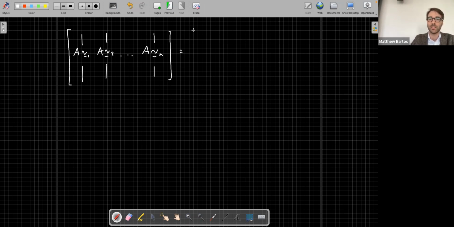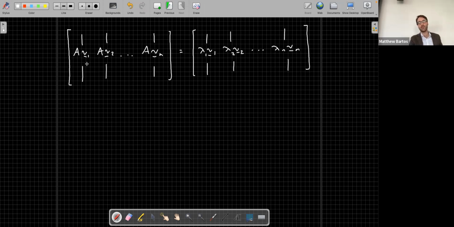And by the definition of the eigenvalue eigenvector pair, we know that each of the columns has to be equal to lambda 1 V1, lambda 2 V2, all the way through lambda N VN. So on the left side, we can actually just factor out this A. We can factor out the A, and we will end up with A times each of these columns here.